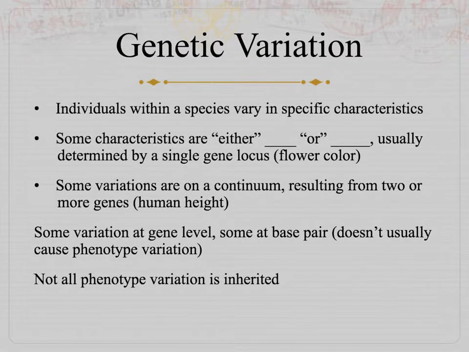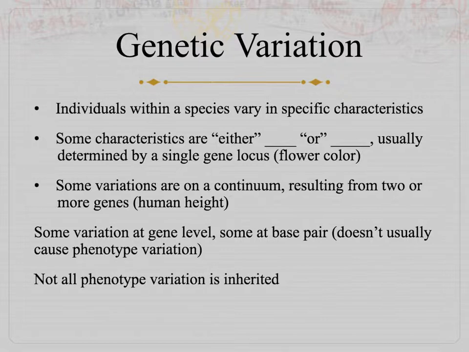Okay, so let's take a look at genetic variation. We already know that individuals within a species vary. We can see that just looking around the classroom. Specific characteristics are different for each of us. Some of the characteristics are either something or something else, which is usually determined by a single gene locus or location. An example of that would be flower color.